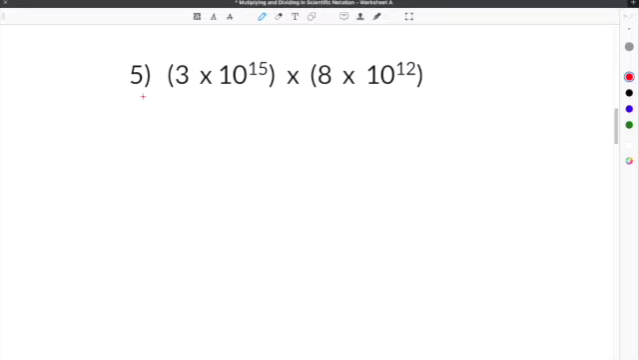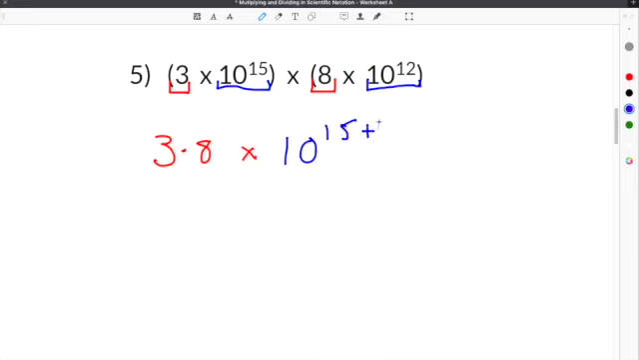The last problem we're going to do to show you how to multiply in scientific notation is number 5. This problem gives us 3 times 10 to the 15th times 8 times 10 to the 12th. So once again, we will multiply our coefficients together. We'll do 3 times 8 times our power of 10, which in this case is 10 to the 15th and 10 to the 12th. So 10 to the 15 plus 12. 3 times 8 is 24 times 10, and then our power is going to be 15 plus 12, which is 27. And then our coefficient here is 24.